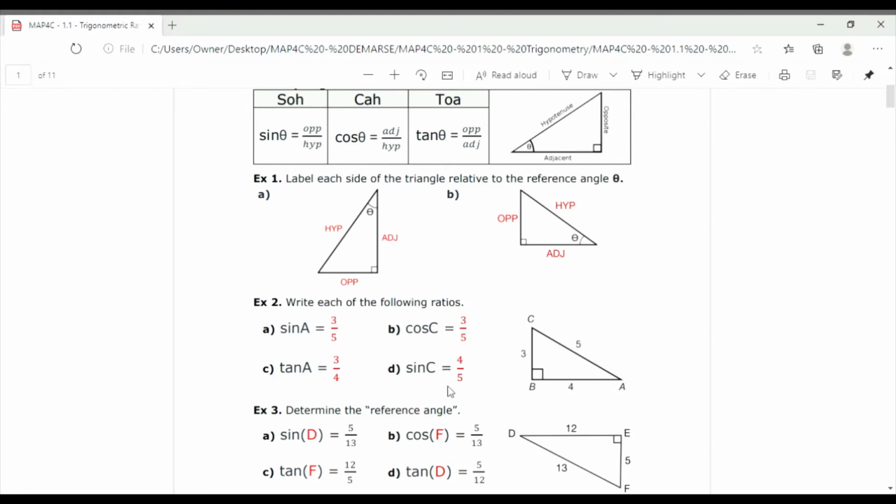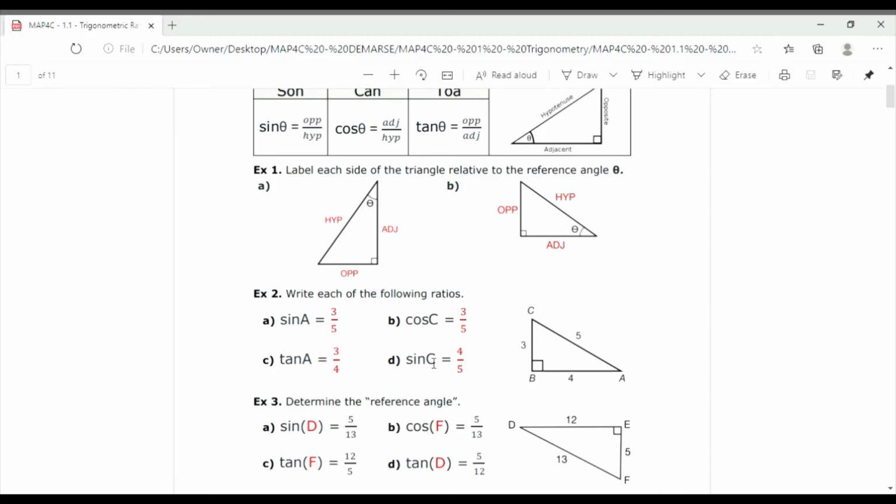And finally, example 2d. What is the value of sine of C? Step 1. What is my general equation for sine? Sine is equal to opposite over hypotenuse. For angle C, what is my opposite? What is my hypotenuse? Now the opposite side for C is the length of 4. That's the side opposite across from angle C. My hypotenuse is still 5. So sine of C is equal to 4 over 5, or 4/5.